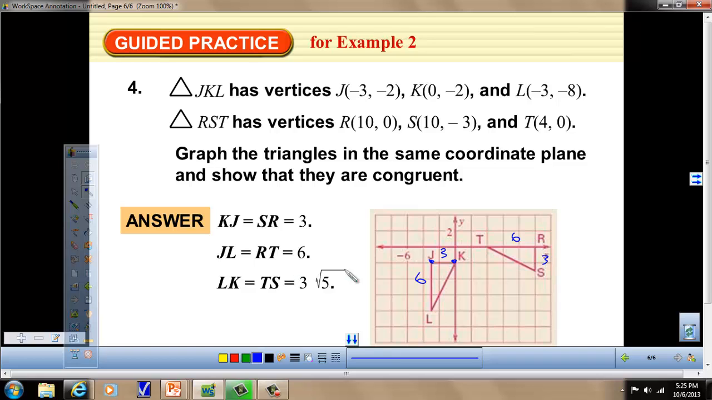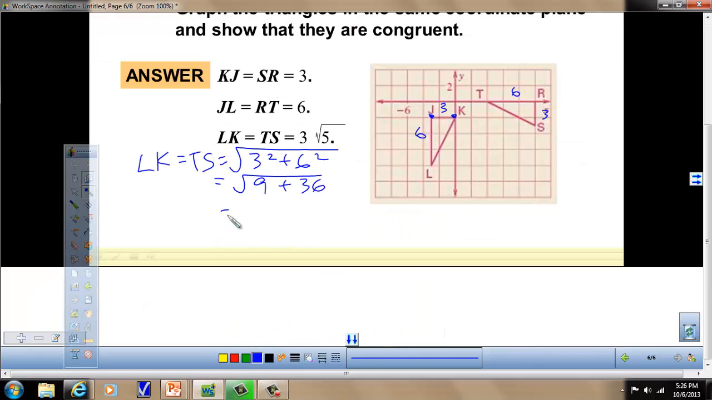And in both cases, if we did LK or TS, because of what I told you before about these numbers, it would end up being the square root of 3 squared plus 6 squared, which is the square root of 9 plus 36, which is the square root of 45. And if we simplify that in both cases, we'd get 3 rad 5. Okay? And that's it. Thanks.